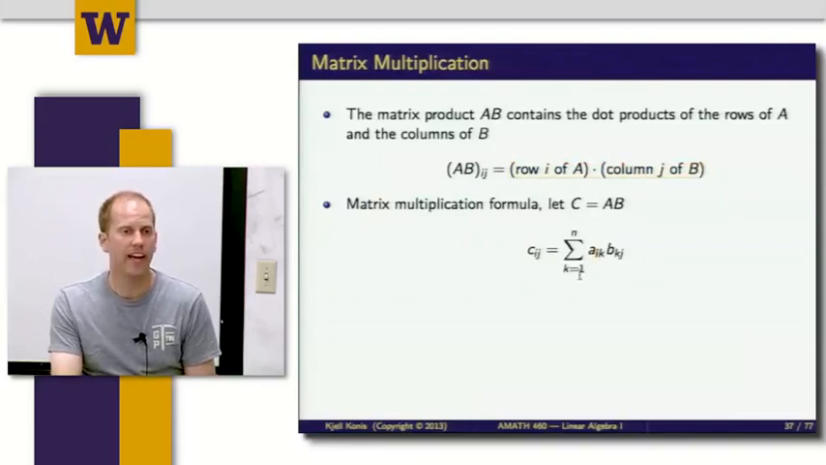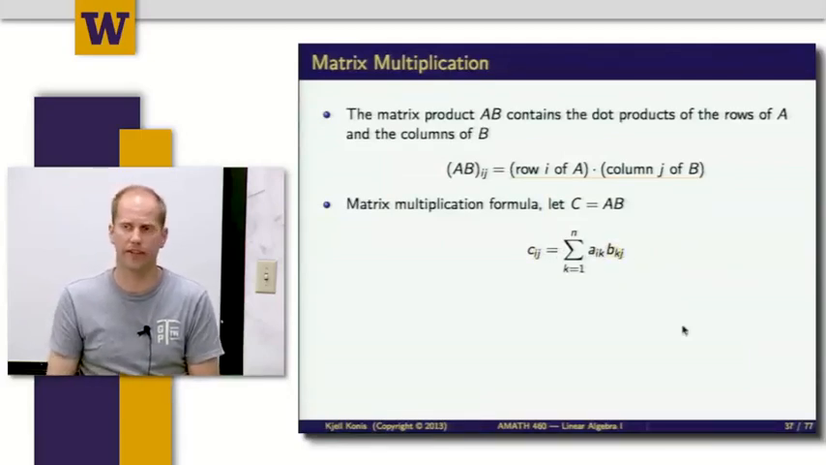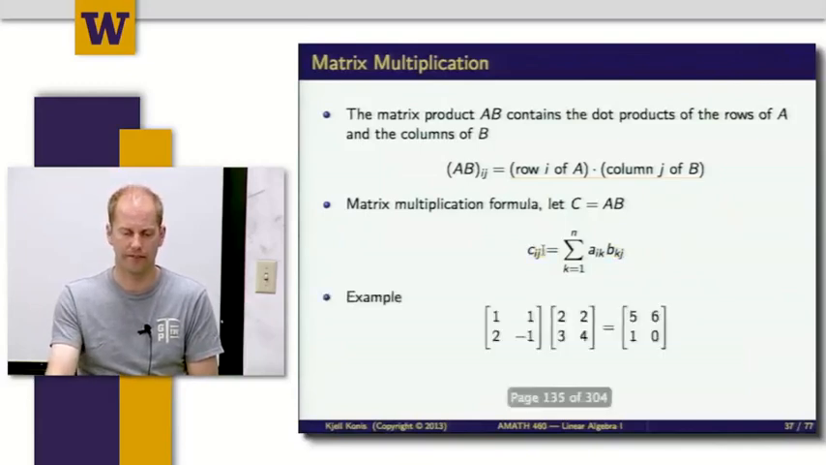Here I'm summing over k, so k is the thing that's changing. The i here is the same for all n of the pieces of this sum. And similarly, j is staying the same. So it means that the row of the matrix A that I'm looking at is determined just by the position of C in the answer. And then I'm going across the row and down the column to compute the actual value for that entry C.